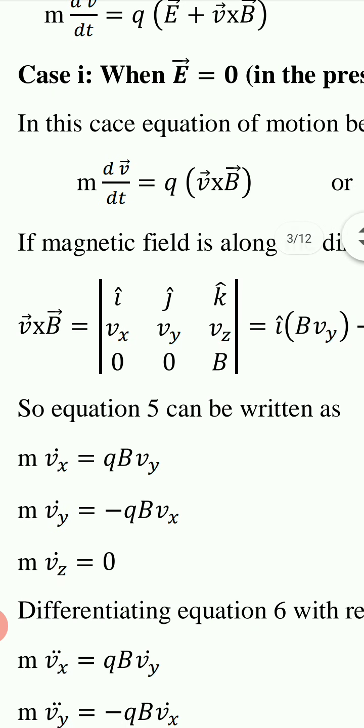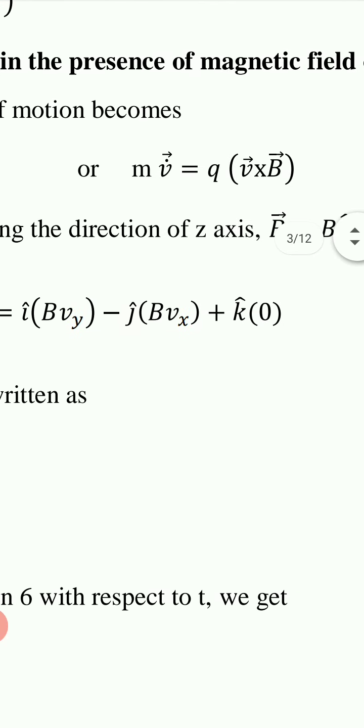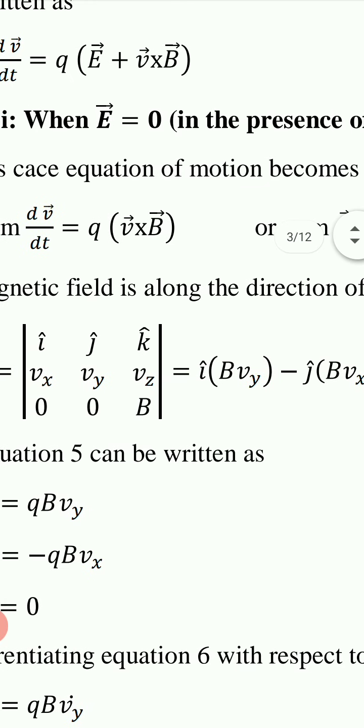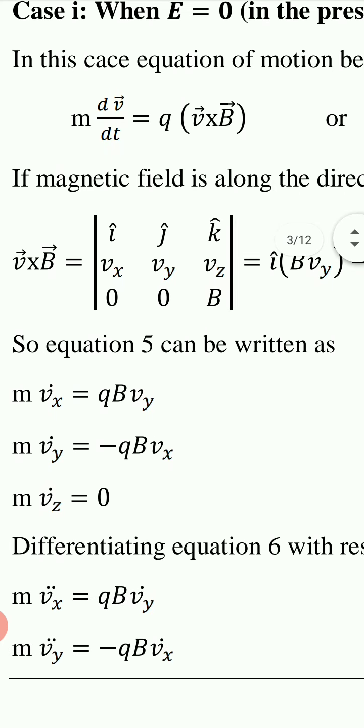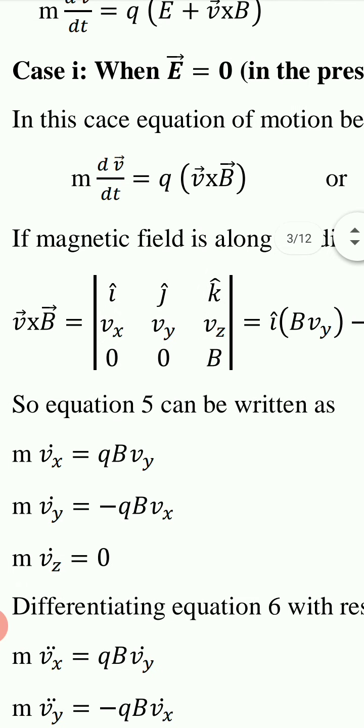Now we take the first case when E vector is 0. That is, we want to study the effect of magnetic field only, the effect of a constant magnetic field on the motion of a charged particle of charge Q. If electric field E vector is 0, the force acting on the charged particle of charge Q will be equal to Q into V cross B. It is the force due to magnetic field B.